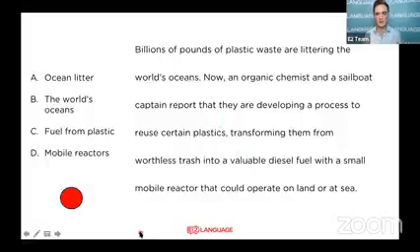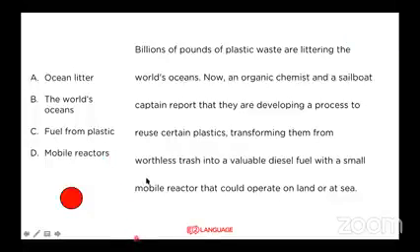All right, so if we took this paragraph and we boiled it down to find the main idea, what would it be about? Would it be about ocean litter? Is this about ocean litter? Well, it mentioned ocean litter. Is it about the world's oceans? Is that what it's about? Or is it about fuel from plastic? Or is it about mobile reactors? Let's have a look. So ocean litter, billions of pounds of plastic waste are littering the world's oceans.